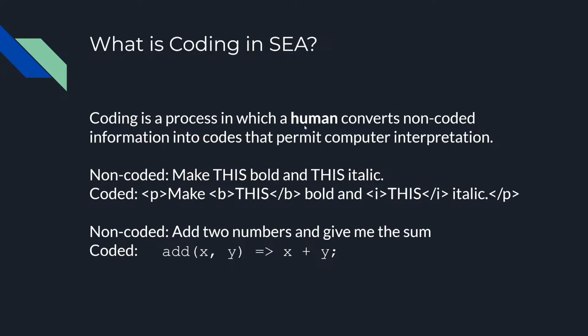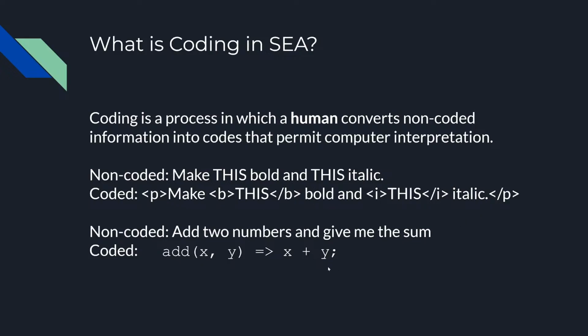So coding, I made this bold here, is where a human converts non-coded information, such as make this bold and this italic, this is non-coded information, and the human converts it into a coded format that the computer can interpret. So add two numbers and give me the sum, and then a human puts these codes with these symbols into the system, and the computer can interpret this, it can compile it, it can do whatever it wants to do with it, but it understands this. If you just write this into a computer, depending on which computer you write it into, then maybe it wouldn't work. But these are codes right here.